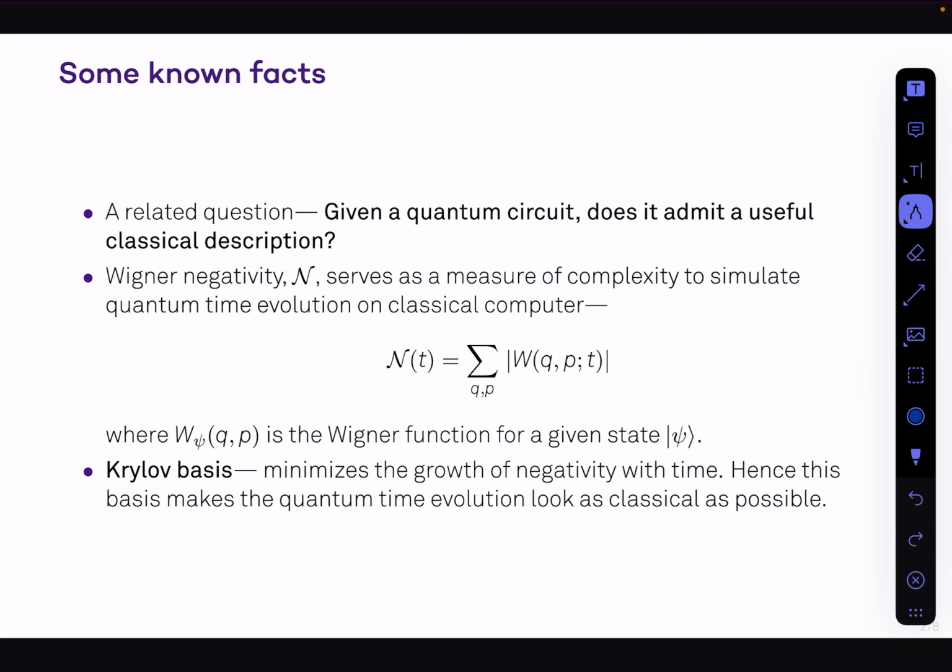Now, in the theory of quantum information and quantum computation, a related problem has been studied. Given a quantum circuit, does it admit a useful classical description? It turns out that a certain quantity called the Wigner negativity, defined in this way, serves as a measure of complexity to simulate quantum time evolution on a classical computer. And a certain basis called the Krylov basis minimizes the growth of Wigner negativity with time. So this Krylov basis makes the time evolution look as classical as possible.